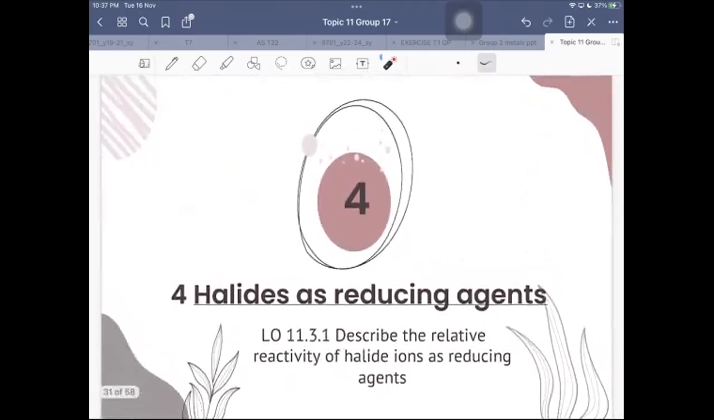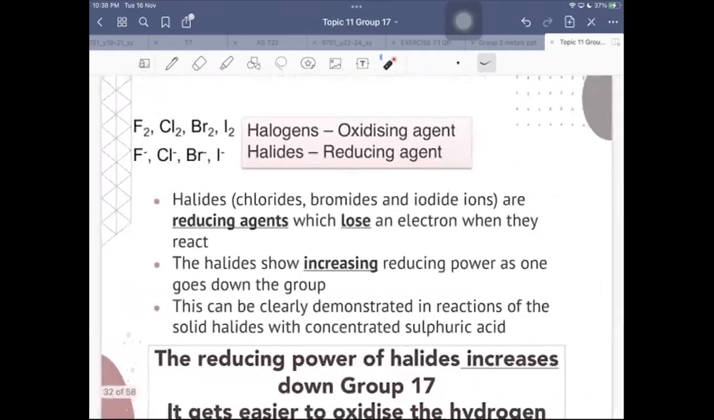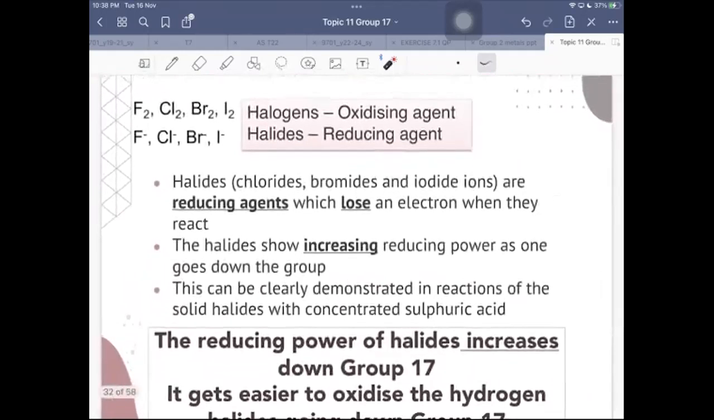Next is halides. So we are going away from the halogens. We are still in the hydrogen halides. Okay, now we want to look at the halides. So just now I mentioned that the halogens are oxidizing agents. Okay, the halides, which are the anions, are the opposite. So they act as reducing agents. Okay, so describe the relative reactivity of halide ions as reducing agents. So please remember this. Halogens act as oxidizing agents. Halides act as reducing agents.